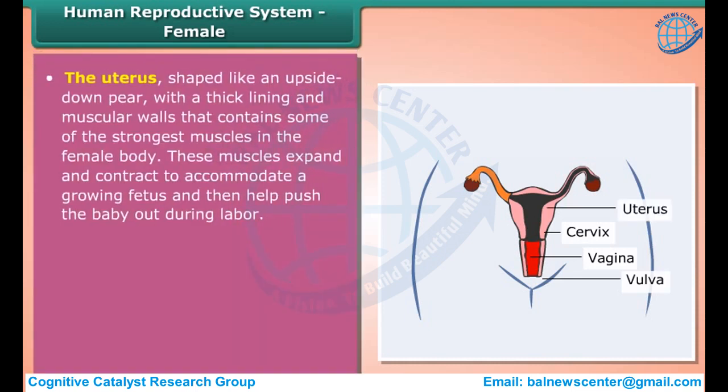The uterus, shaped like an upside-down pear, has a thick lining and muscular walls that contain some of the strongest muscles in the female body. These muscles expand and contract to accommodate a growing fetus and then help push the baby out during labor.